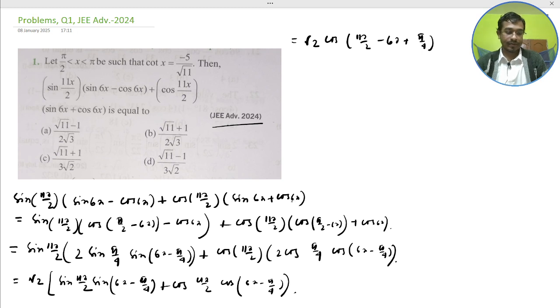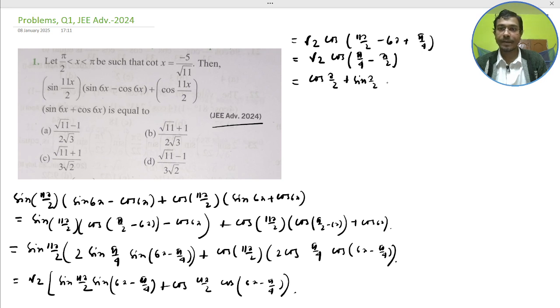So after that, I apply here cos A minus B, so cos A minus B means cos A cos B plus sin A sin B. So root 2 cos of (pi by 4 minus x by 2). So it would become root 2 into cos A cos B plus sin A sin B. So cos x by 2 plus sin x by 2. After simplifying, this is equation number 1.